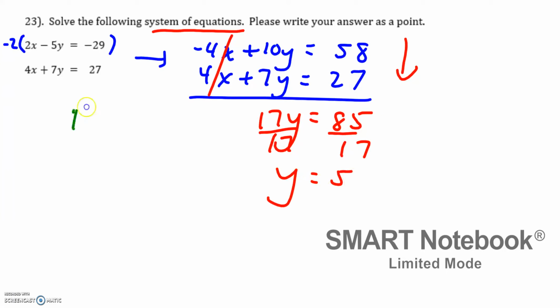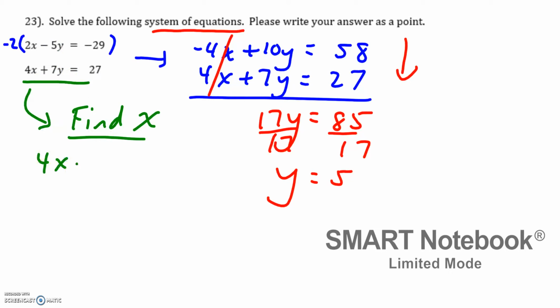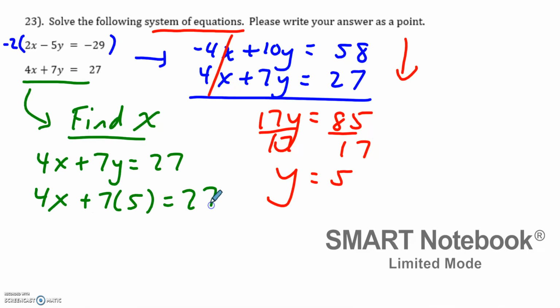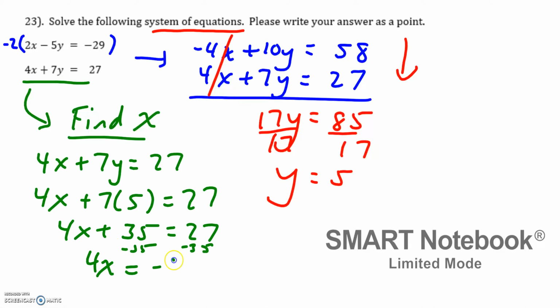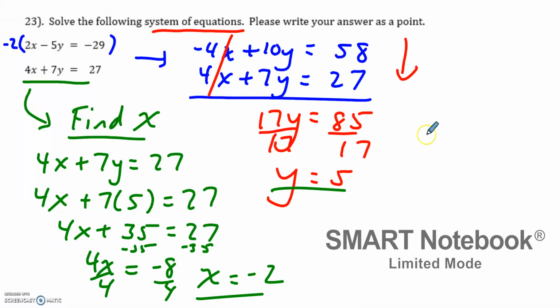And if I would like to find the other value, or find x, I would plug it back into either equation. I'll plug it back into this one. 4x plus 7y equals 27. I now know that y is 5. 4x plus 35 equals 27. Subtract my 35. I would get 4x equals negative 8. Divide by 4. X is negative 2. Y is 5. So that answer as a point would be negative 2, 5.